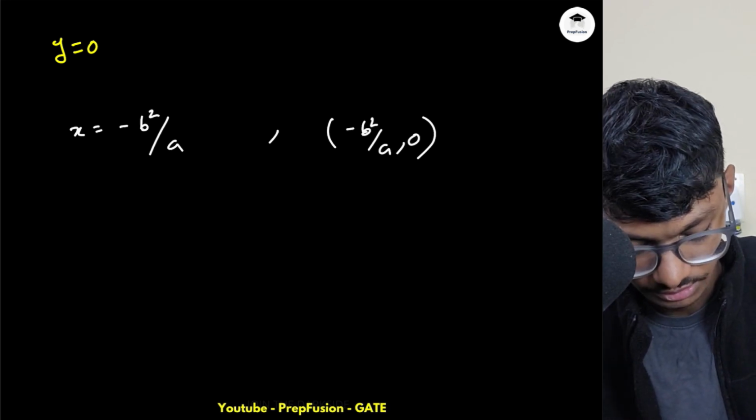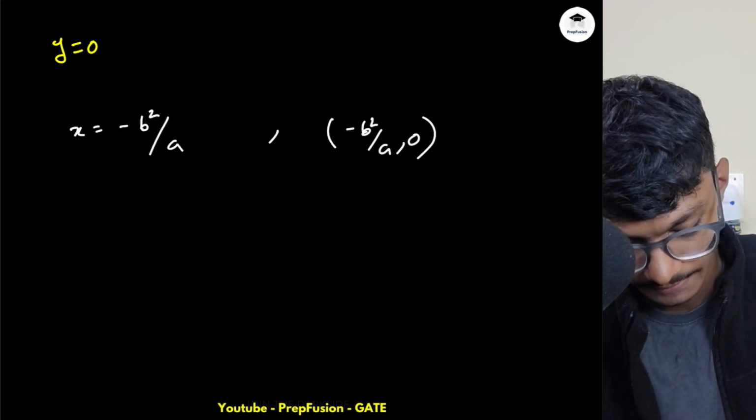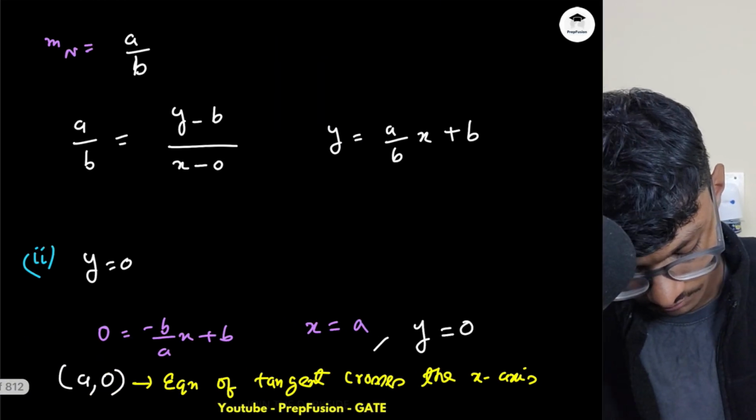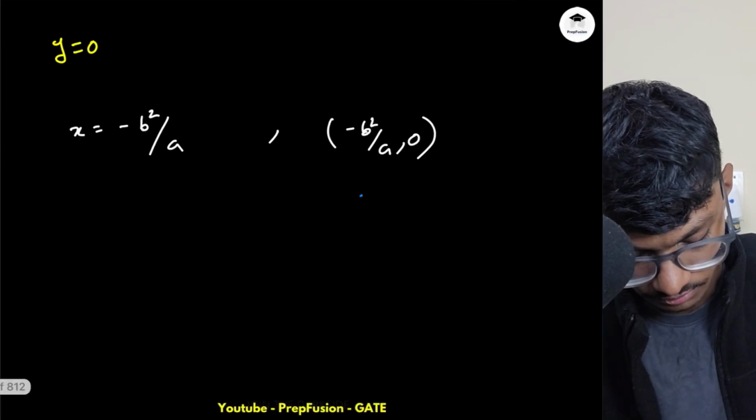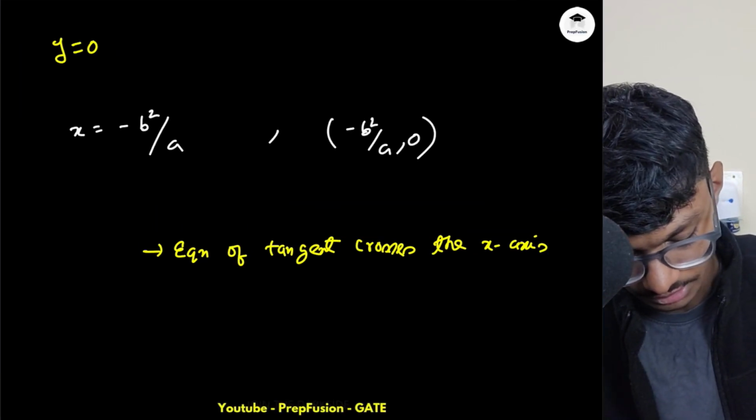So this will be something like this. So this is the equation of normal passing the x-axis.